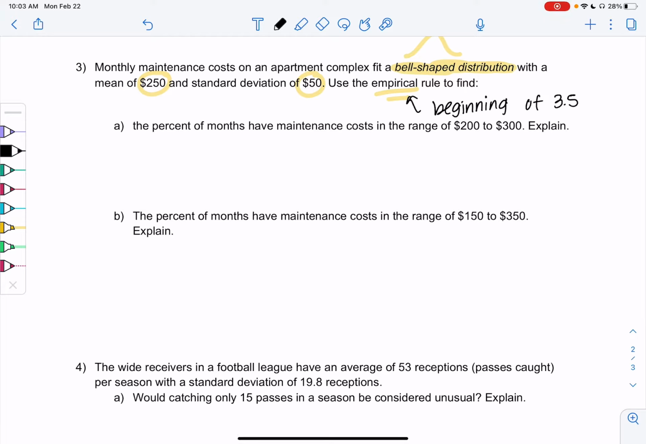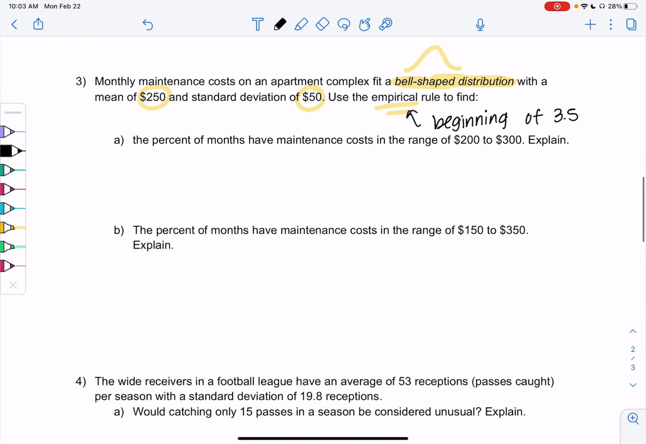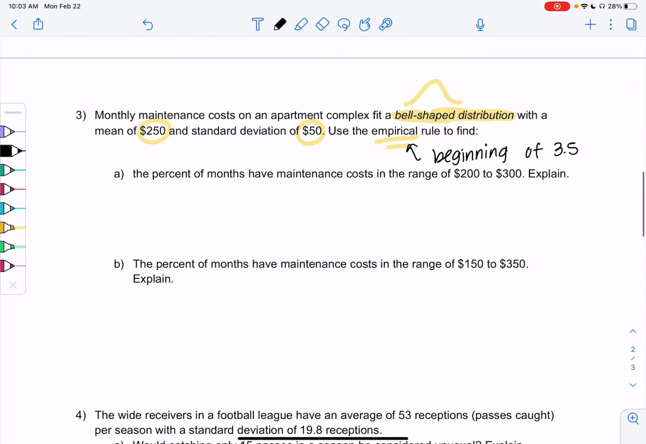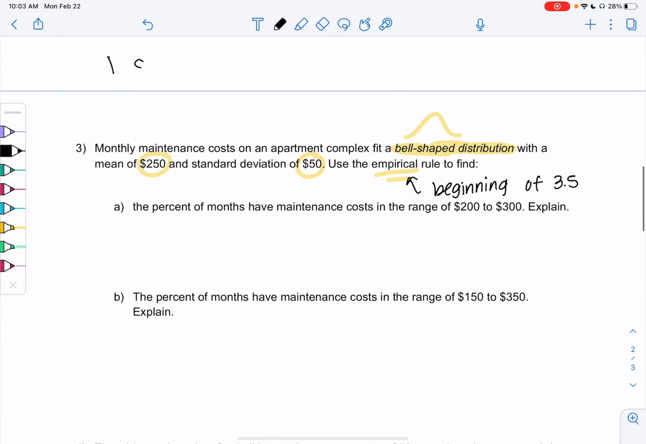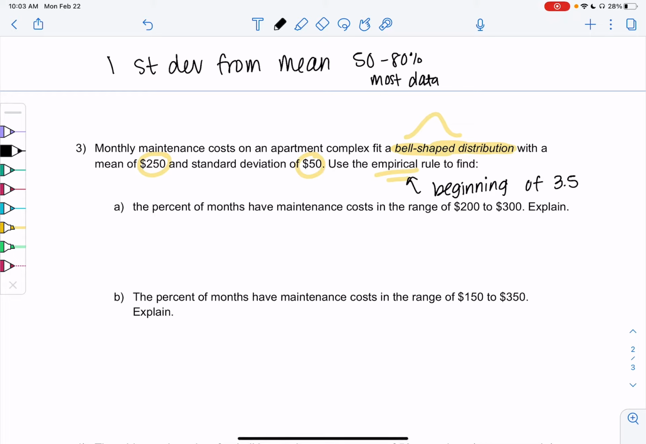So the empirical rule told me percents. If you look at the beginning of 3.5, we know that one standard deviation from the mean was around 50 to 80% for most data. Or with bell-shaped, we get a nice special case where it's approximately 68%. So we can make better predictions with bell-shaped because they're all the same shape, versus most data, where the shapes will vary.